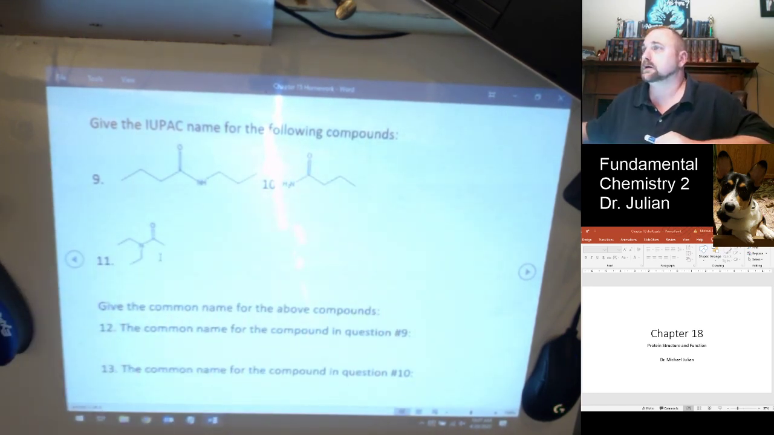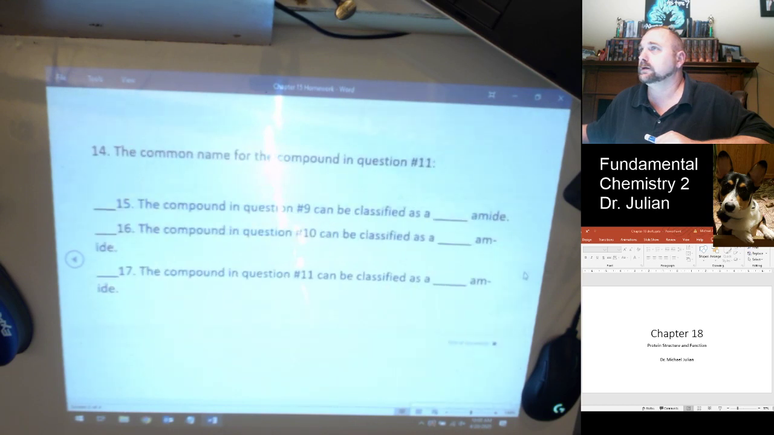Okay. So then, common name for compound 11. Oh, that's where we're at. Okay, we did that. And that's the end of 15 homework.